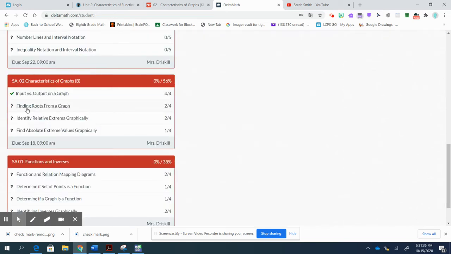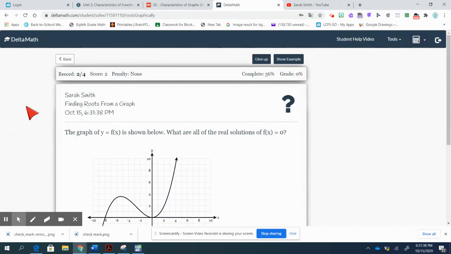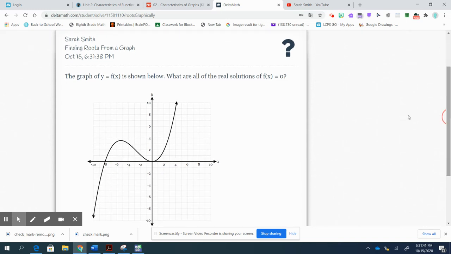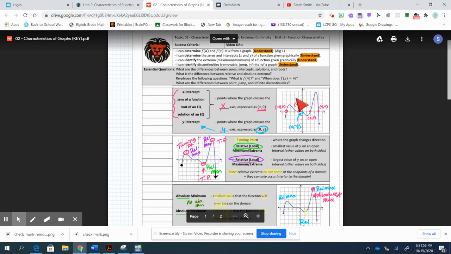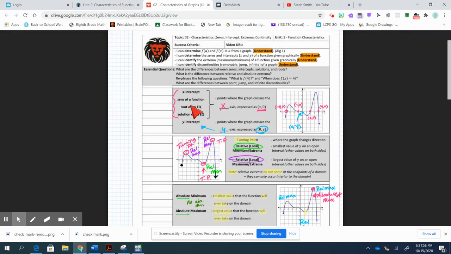All right, so our next one is finding roots from a graph. So the graph of y equals f of x is shown below. What are all of the real solutions of f of x equals 0? So when y is 0, what is x? So if we remember from our notes and from Algebra 1, x-intercept, 0, root, solution are all the same thing. They all mean the points where the graph crosses the x-axis.